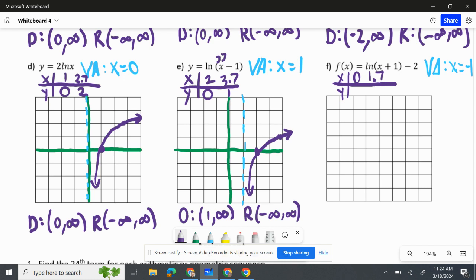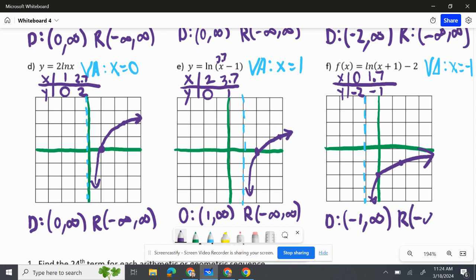So when we plug it in, 0 plus 1 is 1. That, of course, is 0 minus 2 is -2. 1.7 plus 1 is 2.7. Bases are the same, so it's 1 minus 2, which is -1. We have our vertical asymptote at -1. We have our points (0, -2) and (1.7, -1). So with our domain, we have -1 to infinity. And then with our range, it's -infinity to infinity.